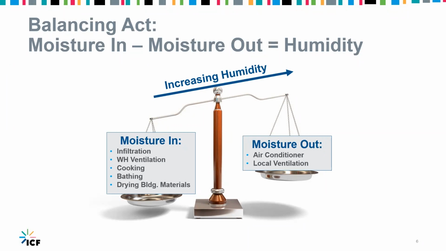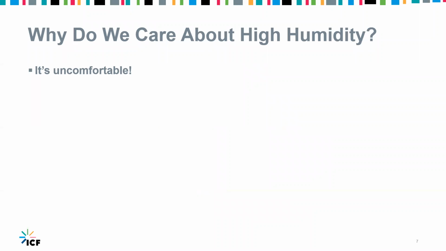So what we're going to talk about today when we think about humidity control, one good way to think about it is this balancing act. You're going to look at ways to reduce moisture coming into the house, and you're going to try and optimize ways to get it out of the house. So think of those 2 sides of the equation.